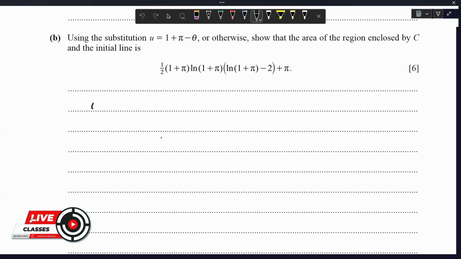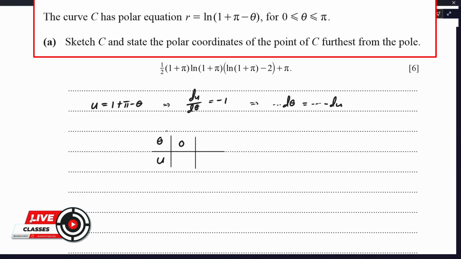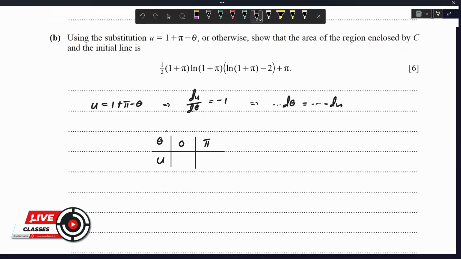We've been given the substitution u = 1 + π − θ, which means that du/dθ is equal to −1, which means that in place of dθ, we can put −du. We can also consider the limits, θ and u. According to the original question, the limits are 0 and π. So since u is equal to 1 + π − θ, when θ is equal to 0, u will be 1 + π, or π + 1.